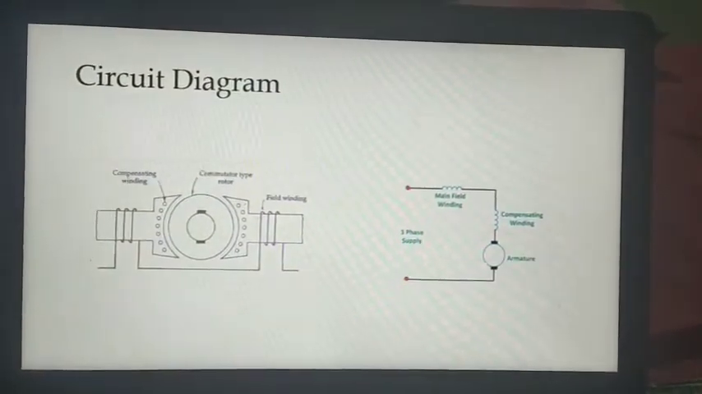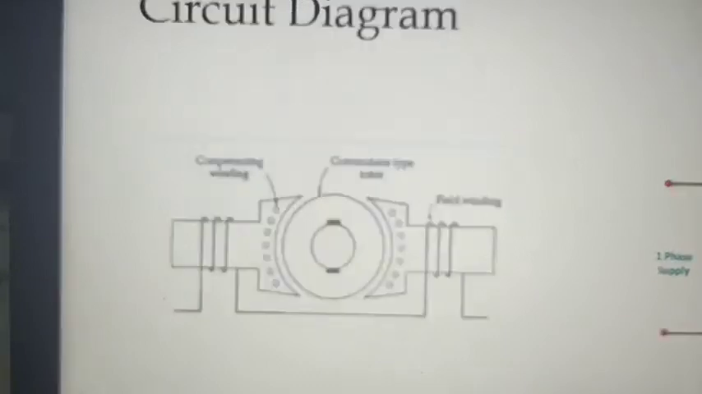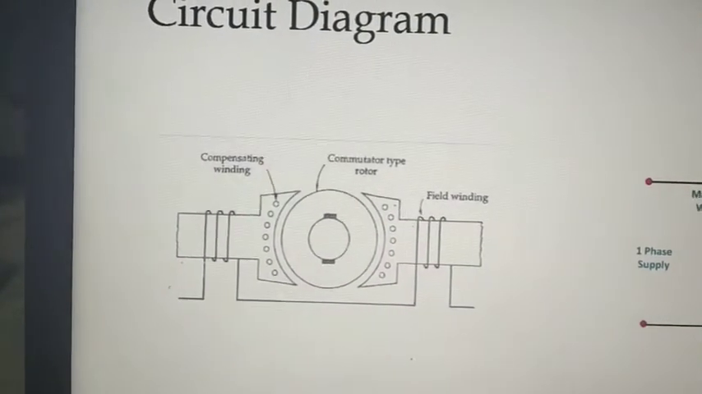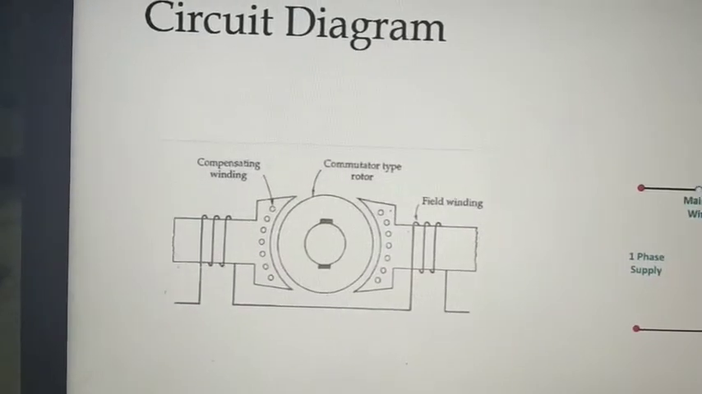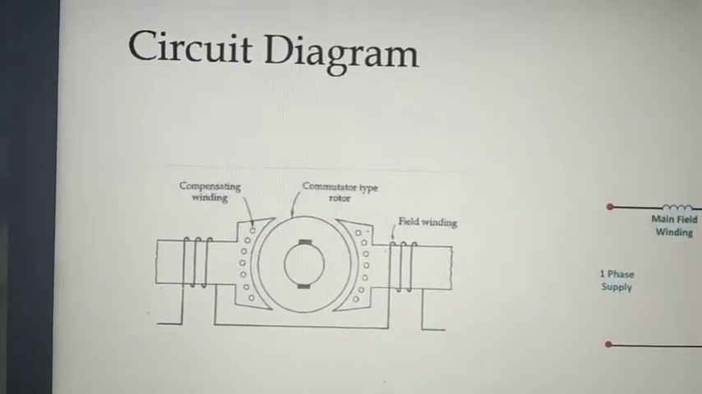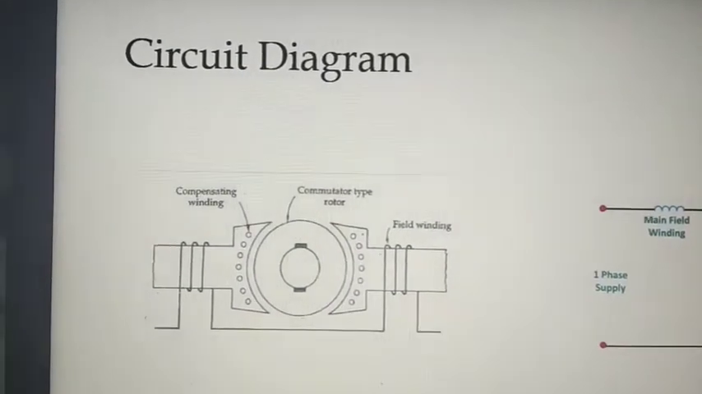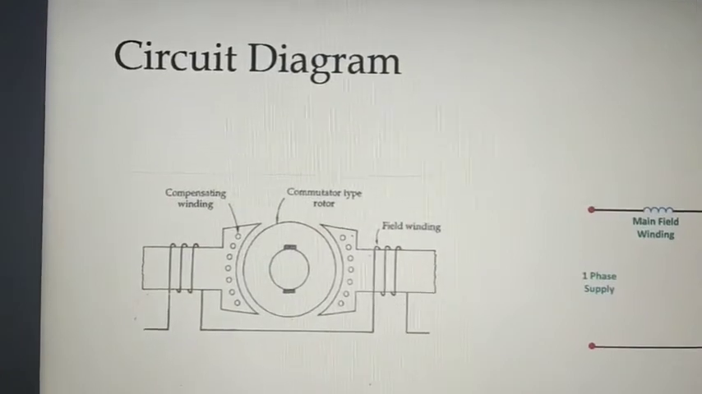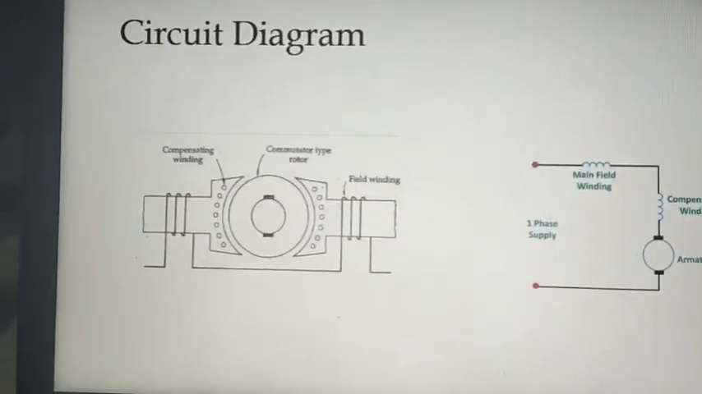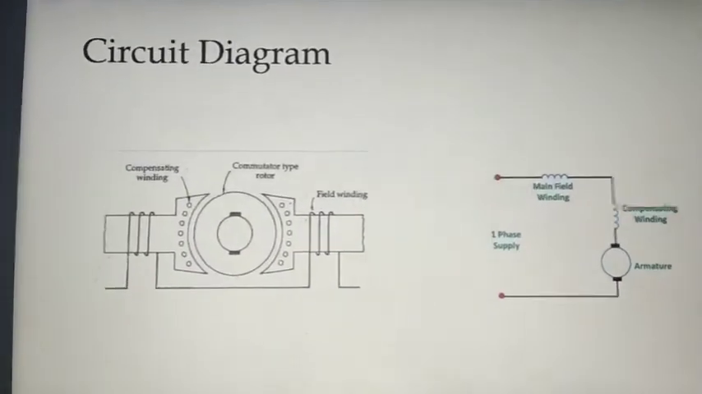So this is the circuit diagram for the universal motor. Here we have two windings, that is the compensating winding and the field winding. After that we have the commutator type rotor. We know the commutator; already we studied it in DC machines. The commutator is a mechanical rectifier. It acts as AC to DC, or DC to AC.